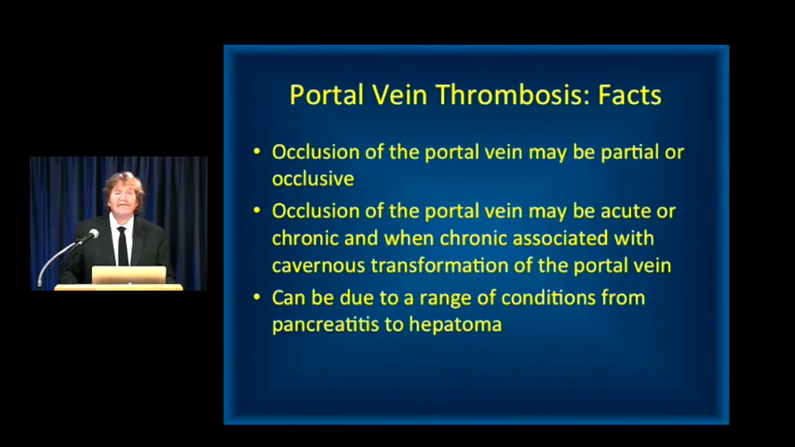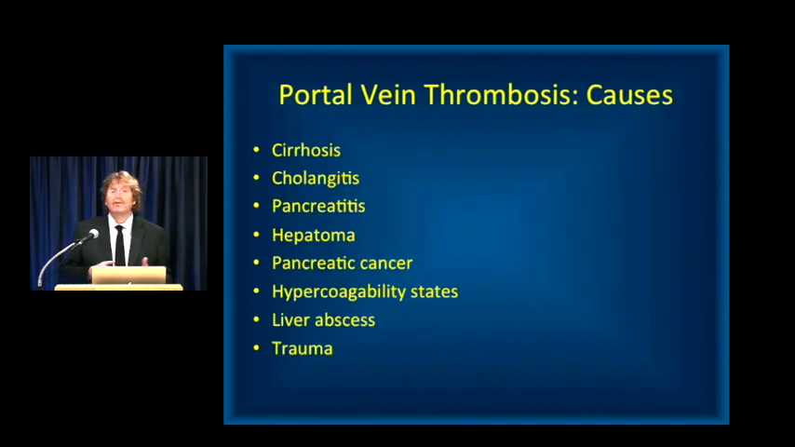Now, portal vein thrombosis, we see in many conditions. It can be partial or it can be totally occlusive. It can be associated with acute processes or chronic processes ranging from pancreatitis to hepatoma. There's really a long list of benign and malignant conditions. We see portal vein thrombosis or invasion all the time in pancreatic cancer. We also see it in hypercoagulability states, and we also see it in patients with cirrhosis.